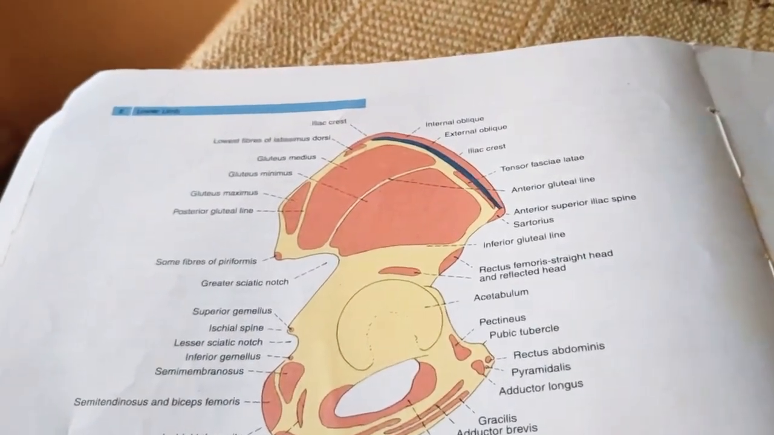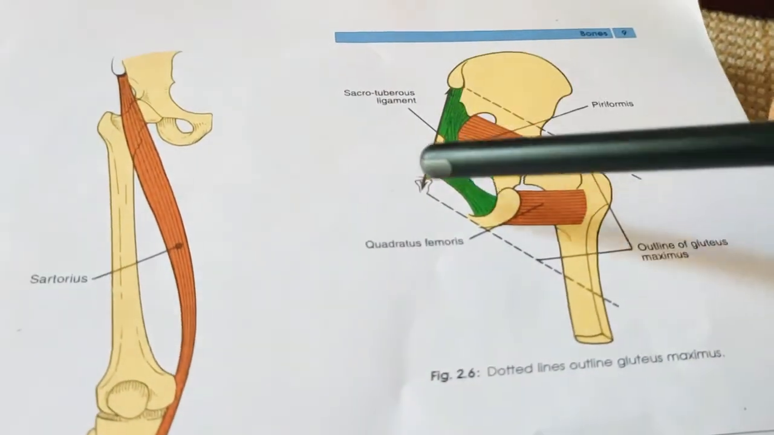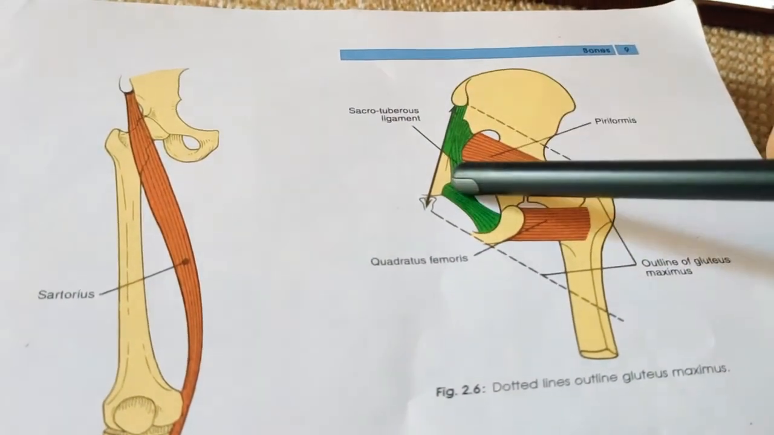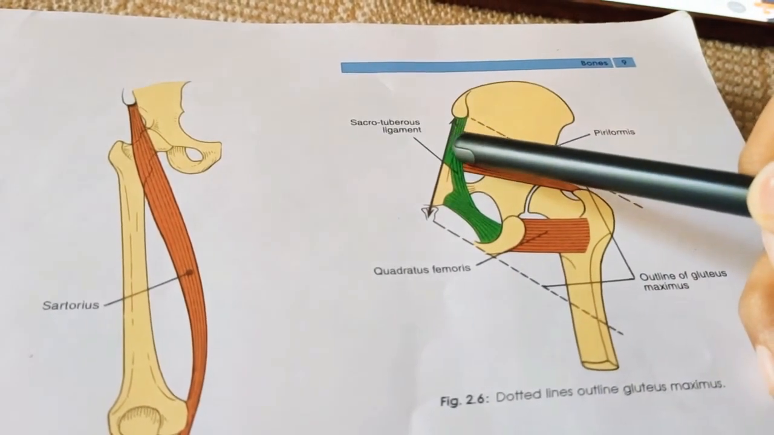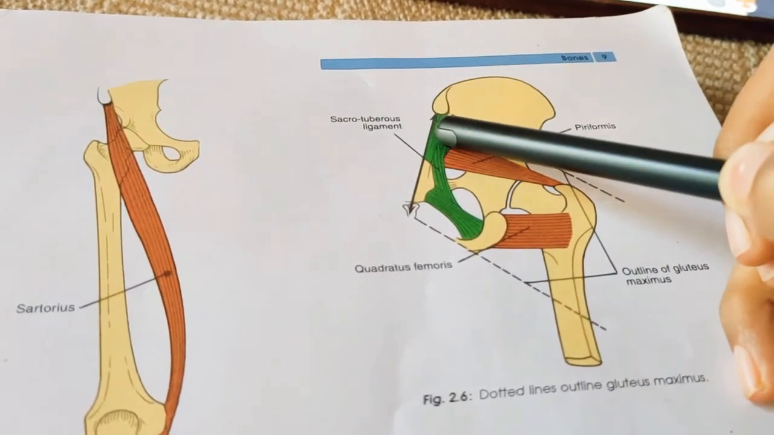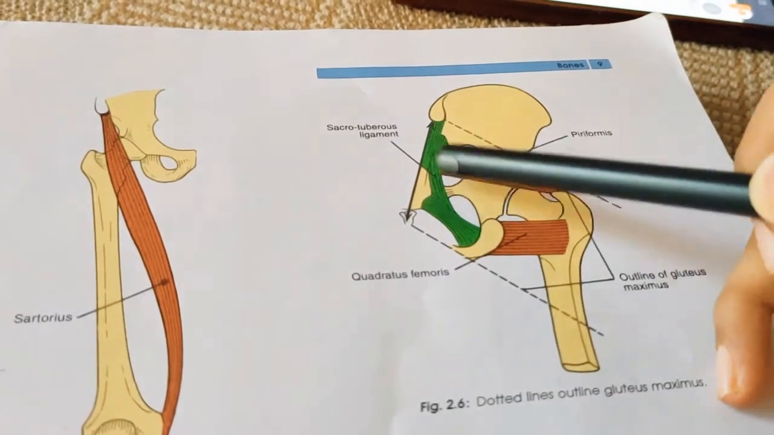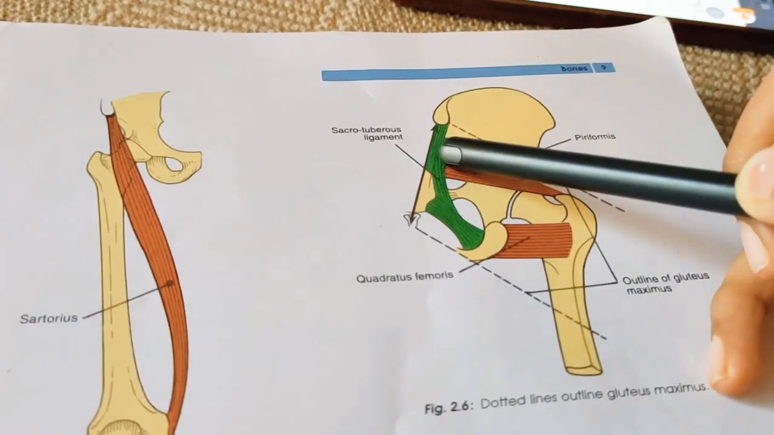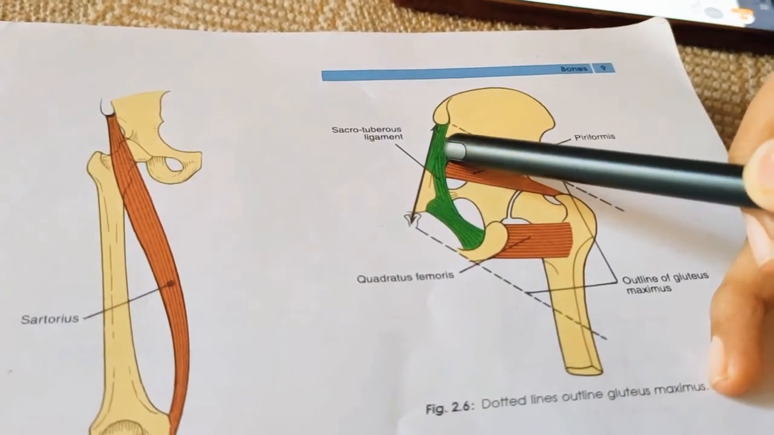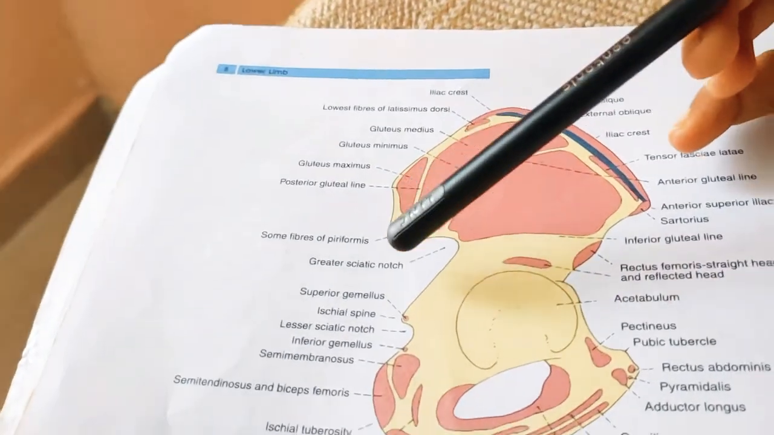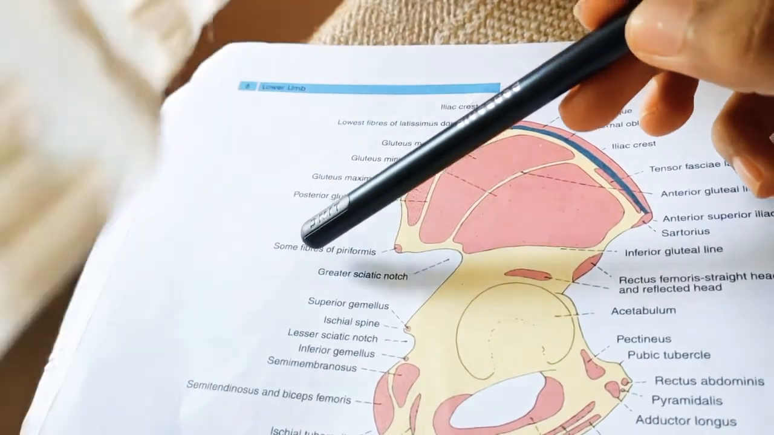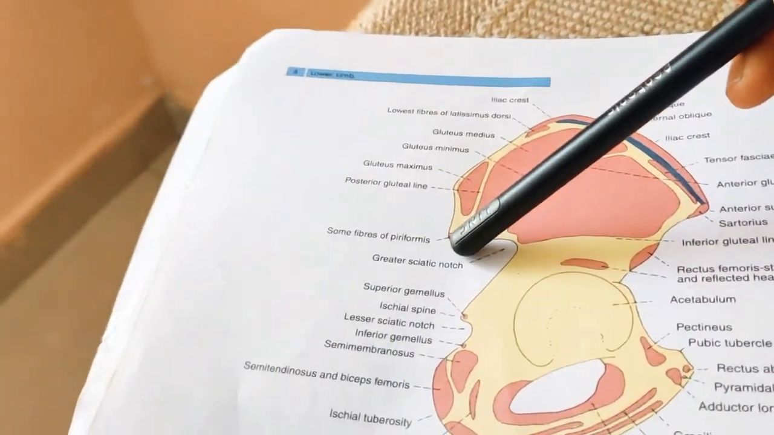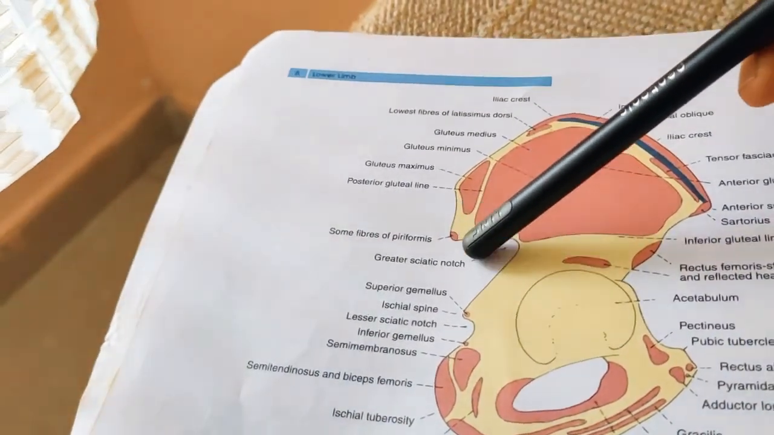Okay, so here you can mainly observe the posterior border of the ilium, right? This is the posterior border, anterior border. So the posterior border of the ilium gives rise to one ligament called the sacrotuberous ligament, that is just above the sciatic notch. It gives attachment to this ligament. And also if you see here, on the posterior margin of your ilium, there is origin of some fibers of piriformis from the upper margin of the greater sciatic notch.